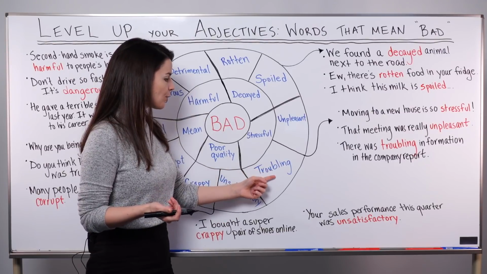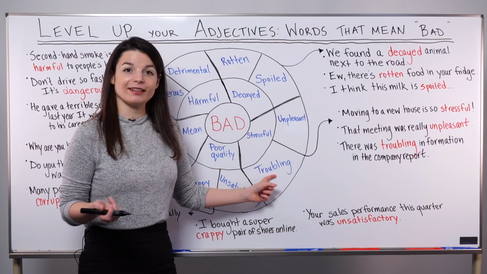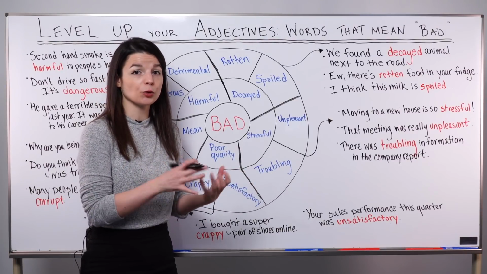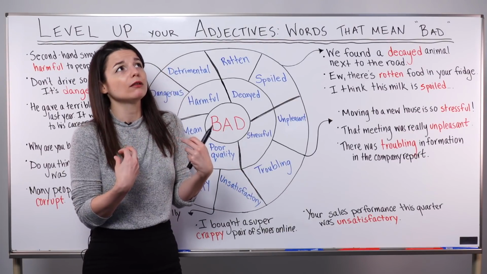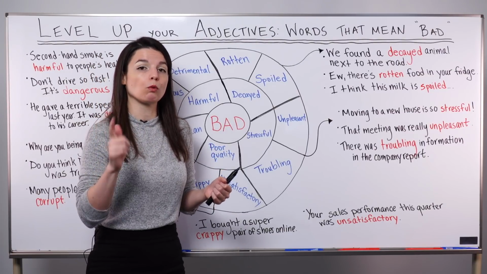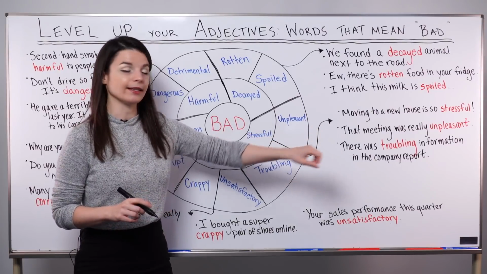And finally, troubling. Something is troubling. So trouble is here in this word. So that means it causes us to sense trouble. So maybe we don't feel trouble, but maybe we feel concerned or we feel worried. So let's look at how we use these words in sentences.